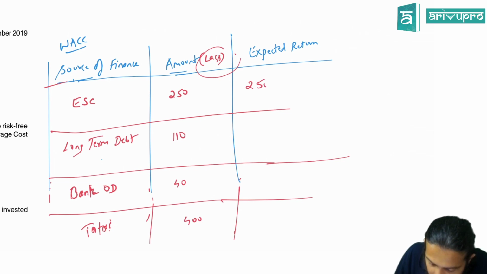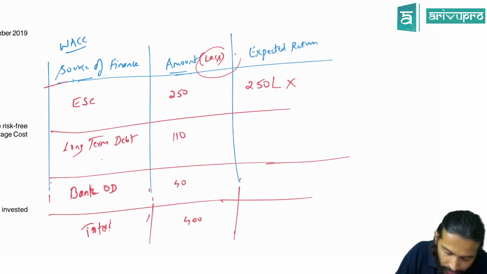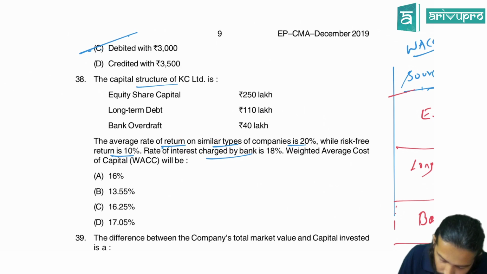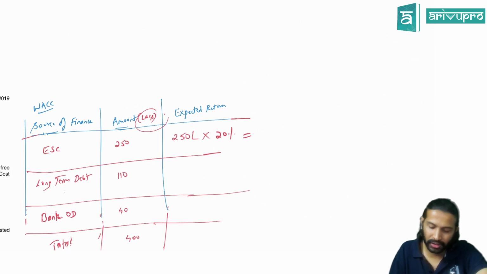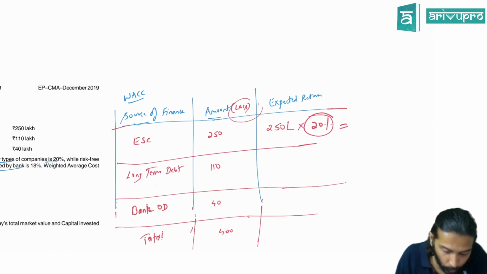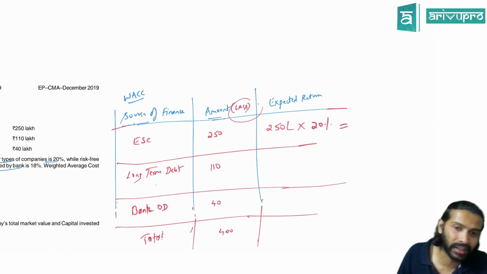Let's calculate that. They have given totally 250 lakhs as equity share capital. Have they given expected return of equity shareholders? Here they have given rate of return on similar type of company is 20%. So take this 20% as return on equity. They should have clarified this more, okay? But as in the study material also same question was there, hence we solved it like this only. So we're going with the flow. Actually they should have given cost of equity in the problem. They should have either given CAPM data or some dividend data to calculate.